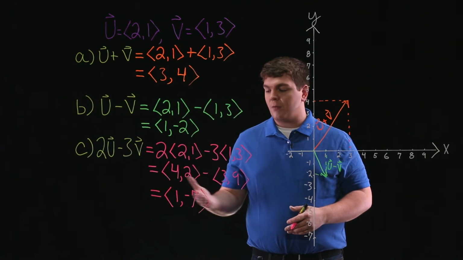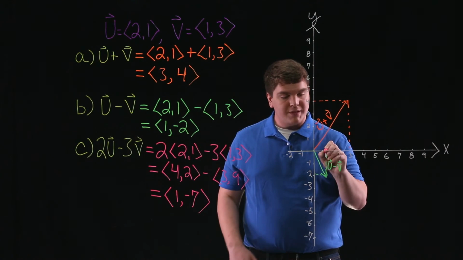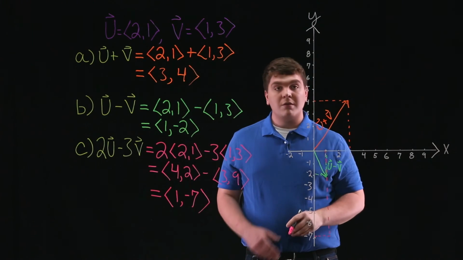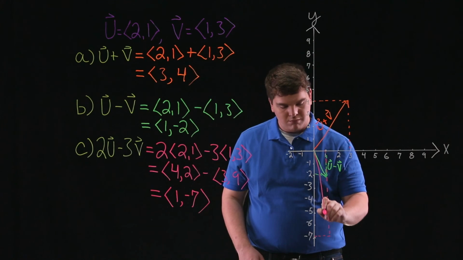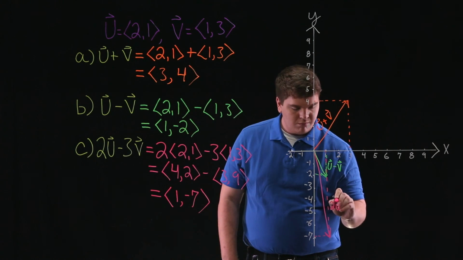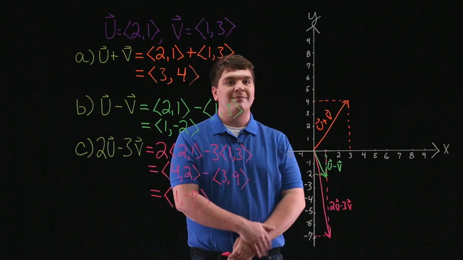Now to plot this vector, we'll start at the origin and come to the right 1 and go down 7. So the vector 2u minus 3v is this vector here. Thank you.